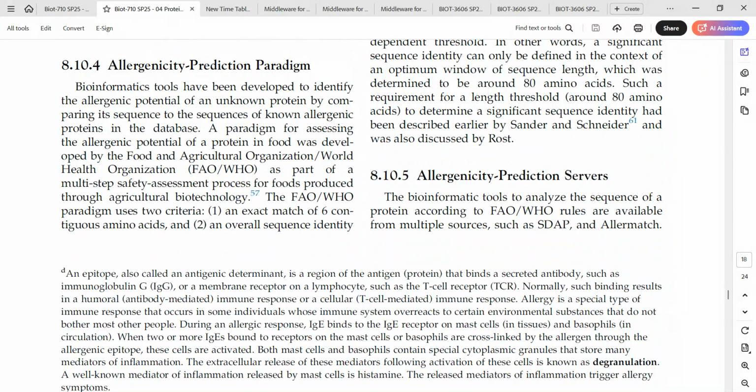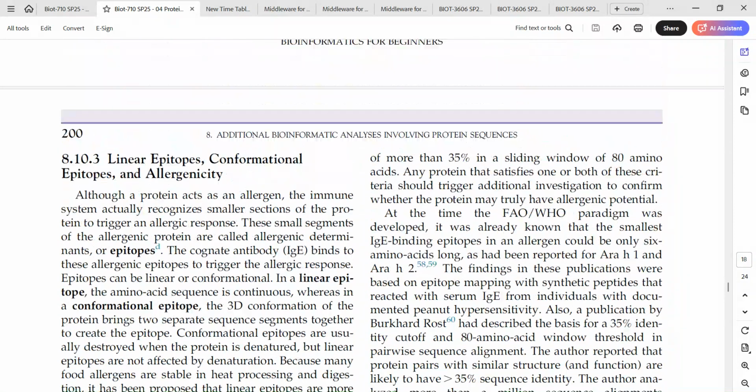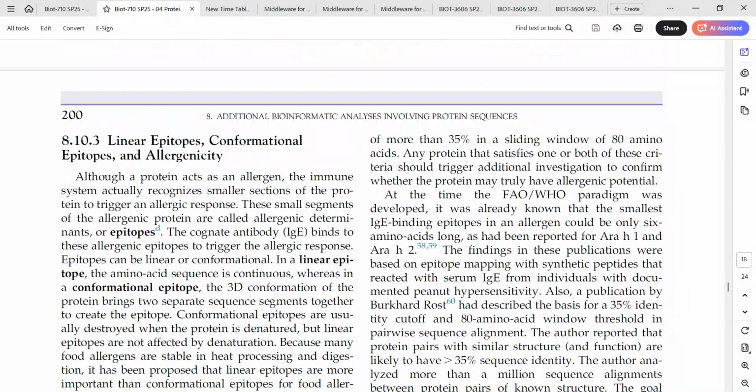An exact match of six contiguous amino acids and overall sequence identity of more than 35% in a sliding window of 80 amino acids. Any protein that satisfies one or both of these criteria should trigger additional investigation to confirm whether the protein may have allergic potential.